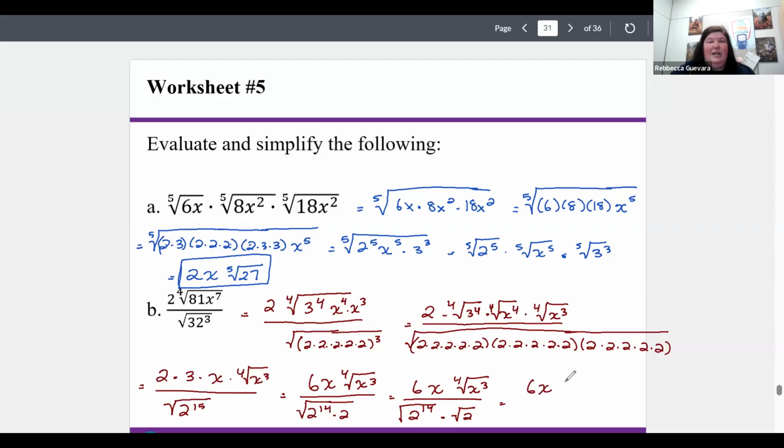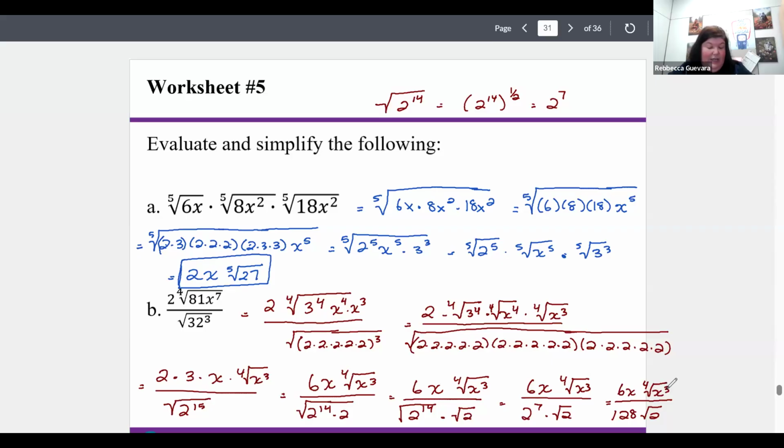So this is going to be 6x times the 4th root of x to the 3rd. As a reminder, like I said, 2 to the 14th to the power 1/2, because square roots are the power 1/2. So that's actually 2 to the 7th. So 2 to the 7th power times the square root of 2. And 2 to the power 7 is 128. So we got 128 times the square root of 2, and 6x times the 4th root of x cubed.